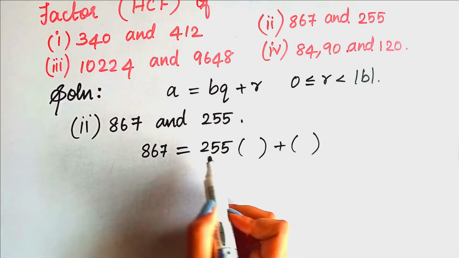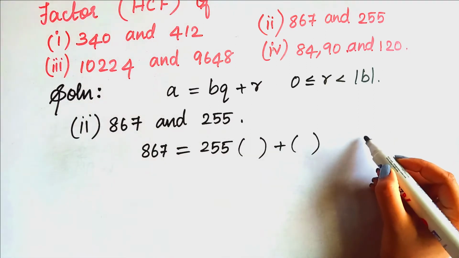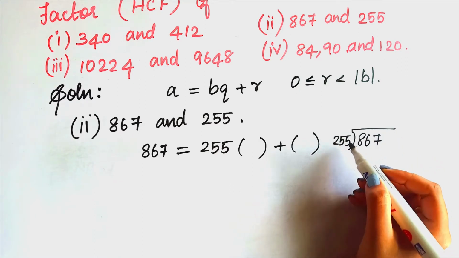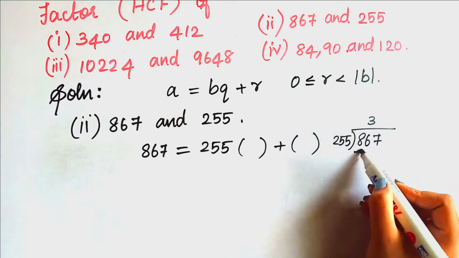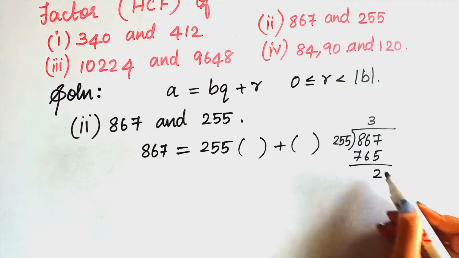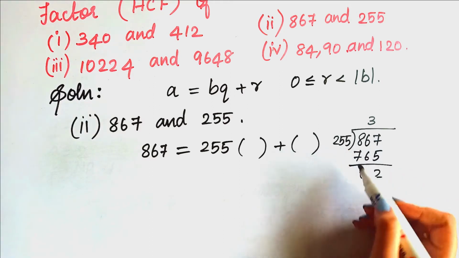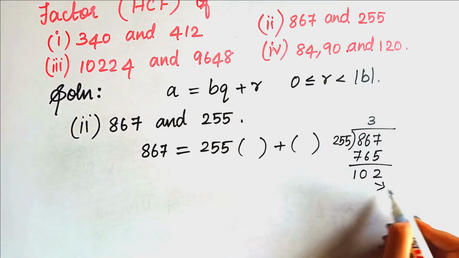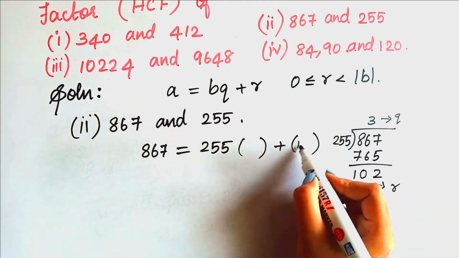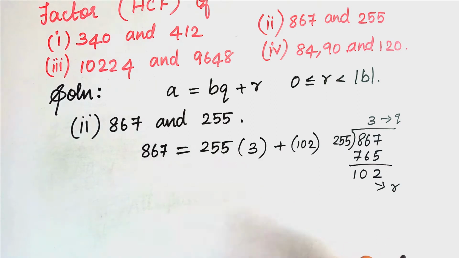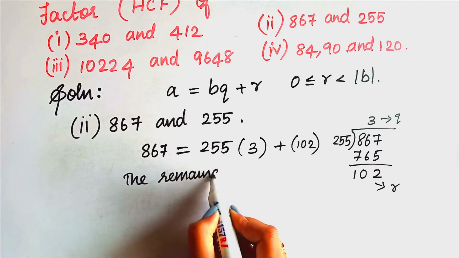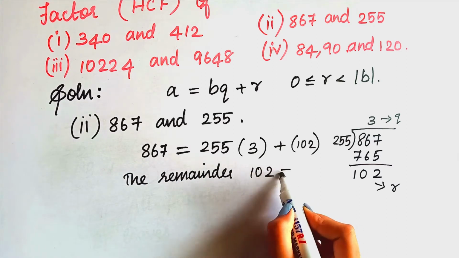So let's see that. First you have to divide these two. 867 will be inside and 255 will be outside, and then 255 threes are 765. Now let's subtract this. 7 minus 5 will get a 2, 6 minus 6 a 0, and 8 minus 7 will get an answer 1. So this is our remainder and this is our quotient, right? So let's substitute that. Our remainder is 102 and our quotient is 3. Okay, so here you can see that the remainder 102 is not equal to 0.